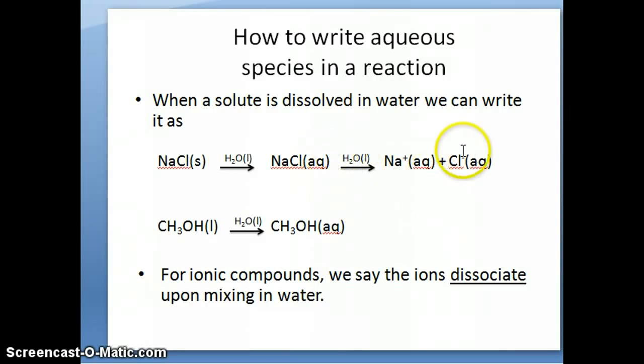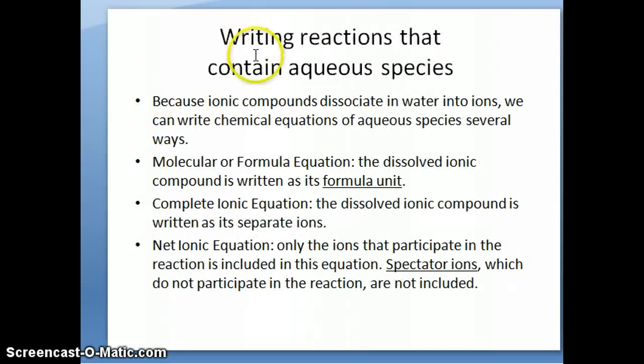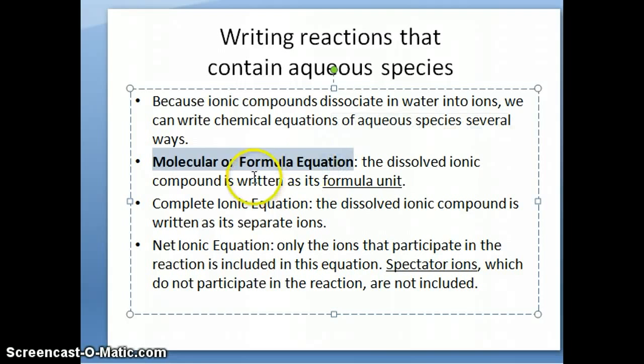As a result of the fact that you can have these different forms of the salt being written, we have 3 different types of formulas or equations that you can write with respect to aqueous ionic species. And these are the following. The first one is what we call the molecular or the formula equation. This is the one where you write the ionic compound as its formula unit. So for example, you're going to write NaCl aqueous, even though it doesn't exist, but you're going to write that out.